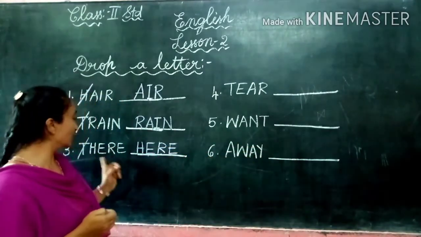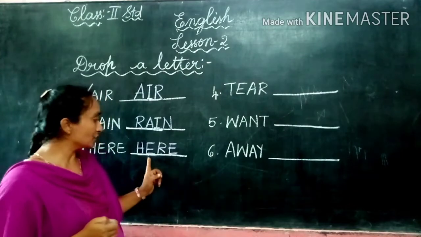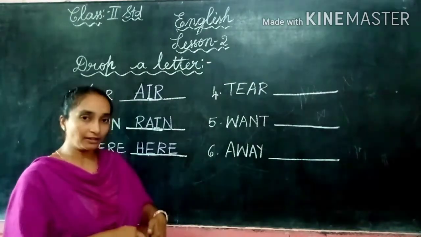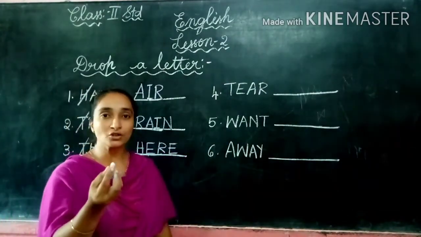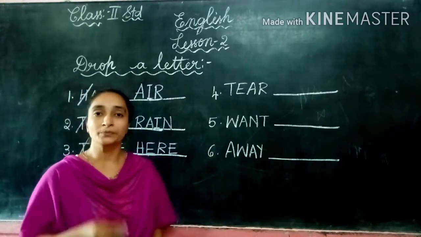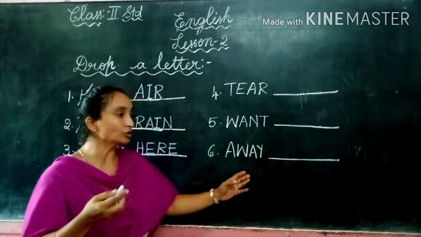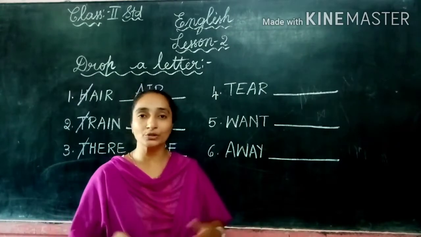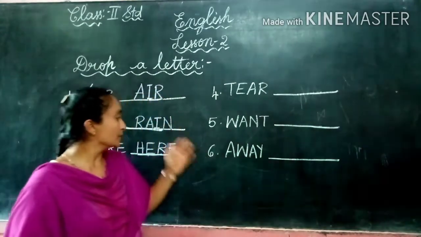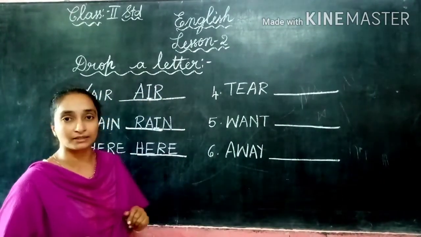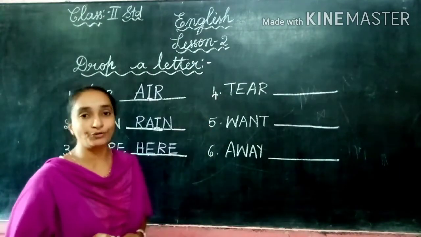There, T-H-E-R-E, there. Here, H-E-R-E, here. Here, there. Here is a chalk piece and there is a bench. Here is a blackboard and there is a door. So like that we can do the examples here. So here we have completed the 3 letters, 3 words. Let us do the fourth one, children.